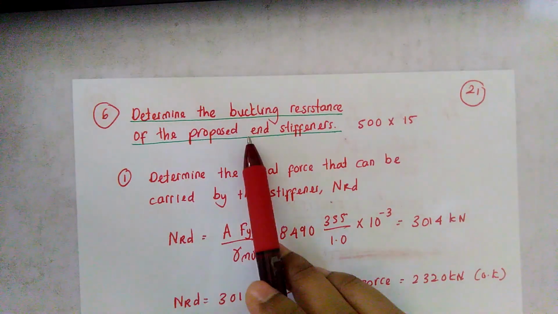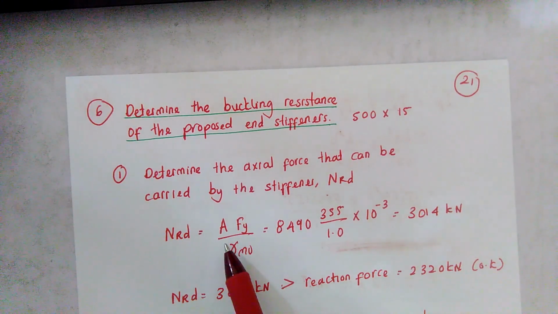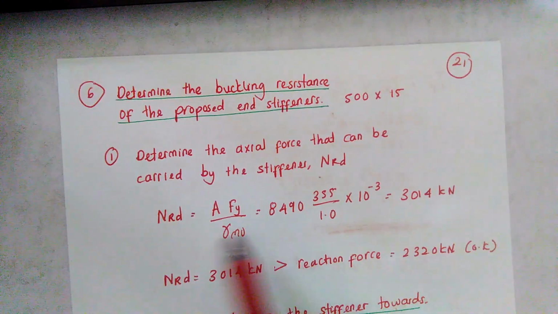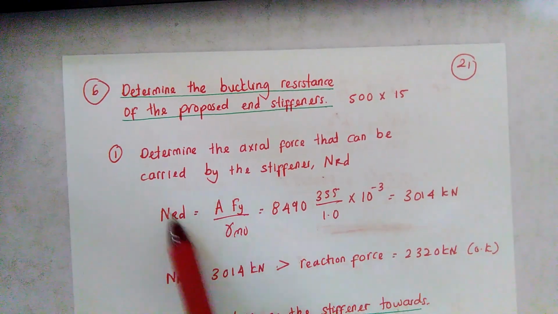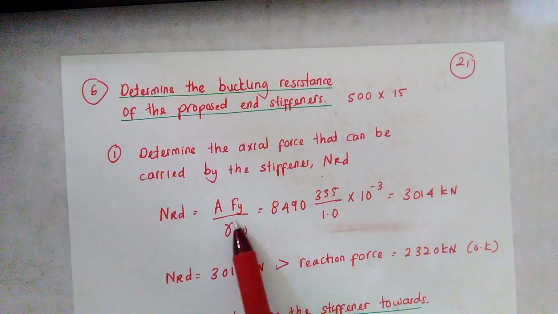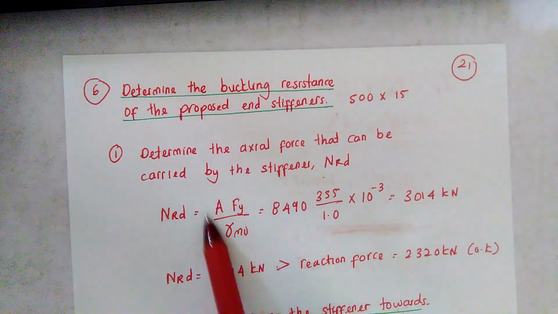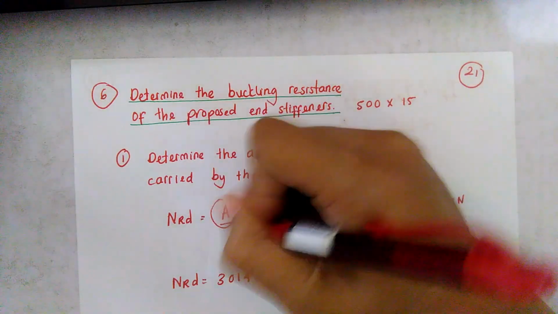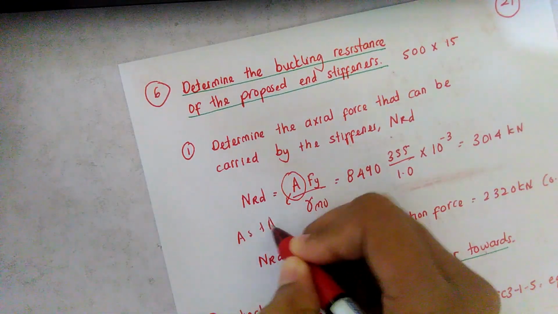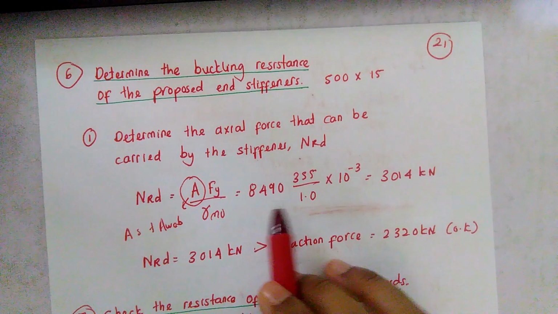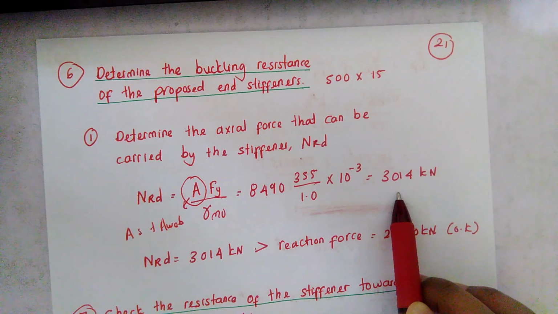Okay, next we wanted to check the capacity of the force of the proposed stiffener. This has been carried out as well for the intermediate stiffener. So the NRD for the proposed stiffener: A here is the equivalent area, 8490, including the area of web. So here A is the area of the stiffener plus a portion of the area of web. So you have 8490, and you get lastly 3014.